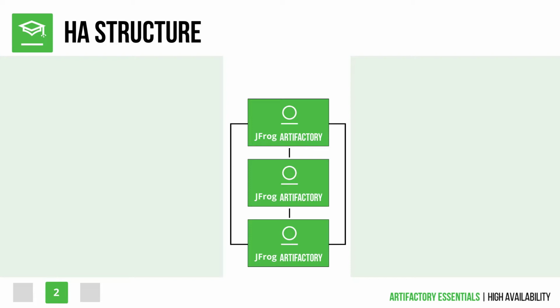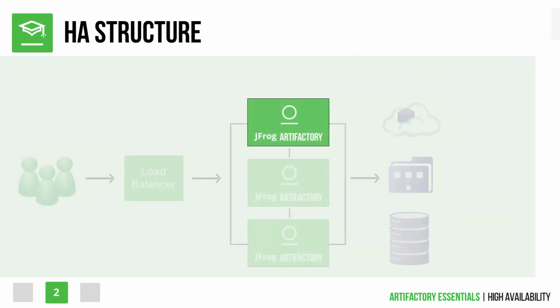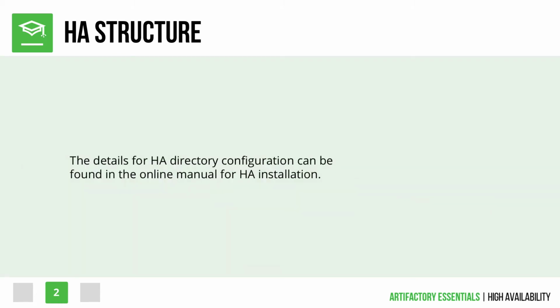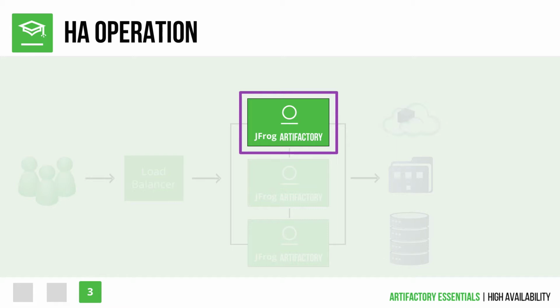They are completely stateless so that you can maintain performance between the load balancer and the shared binary storage layer. Within each cluster, one Artifactory node is identified as the primary node, and all other nodes are secondary. The structure of the home directory for the Artifactory cluster nodes is important and must be configured separately for each one of your HA setup. The details for HA directory configuration can be found in the online manual for HA installation. Understanding the HA structure gives us a platform for explaining HA operation, especially when a node in the structure goes down or when an upgrade is needed.